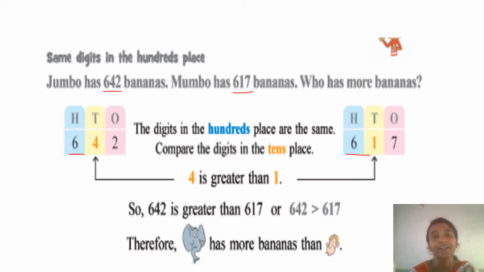Here in tens place 4 is there. Here in tens place 1 is there. Which number is greater, 4 or 1? 4, right? So 642 is greater than 617. Okay, so in the given sum, Jumbo has more bananas than Mumbo, and this is your greater than symbol. What is your less than symbol? This is your less than symbol.